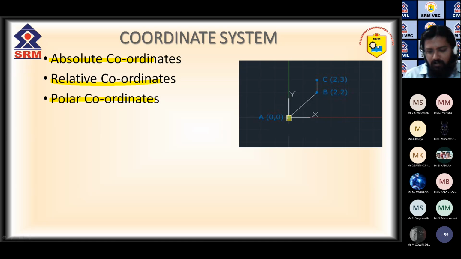0, 0 is here. 10, 10 will be x 10, y 10, so it will mark somewhere here. Here they have given it as 2, 2: x 2 units, y 2 units. This is the point. So it will join automatically these 2 units. So this is all about the absolute coordinate system.